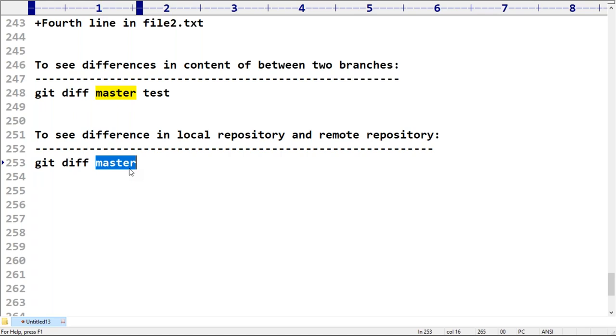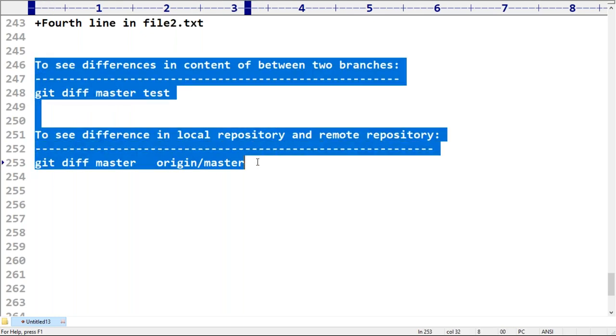Git diff master. Master is the branch in the local repository. Next, origin. Origin is the remote branch URL for master. So what is the meaning of origin? This concept we will discuss in the remote repositories section, where I will explain it in detail. Just get the basic idea about these things for now.